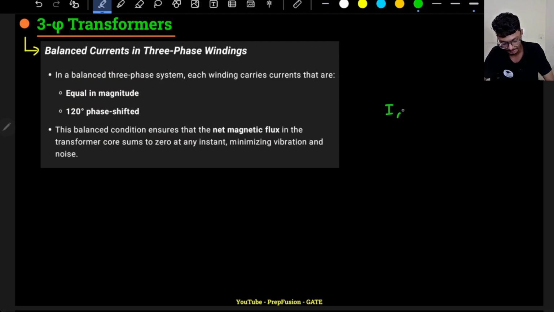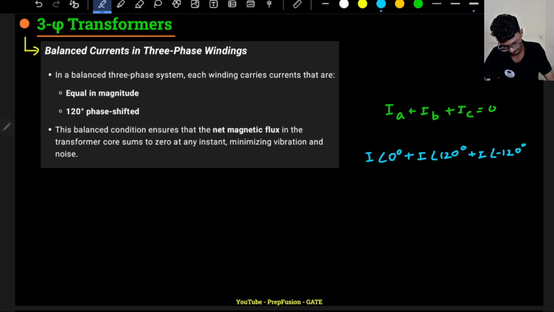For a simple star connected network, IA plus IB plus IC equals 0, and I know IA is, let's assume, I angle 0 plus I angle 120 plus I angle minus 120. This will be equal to 0.